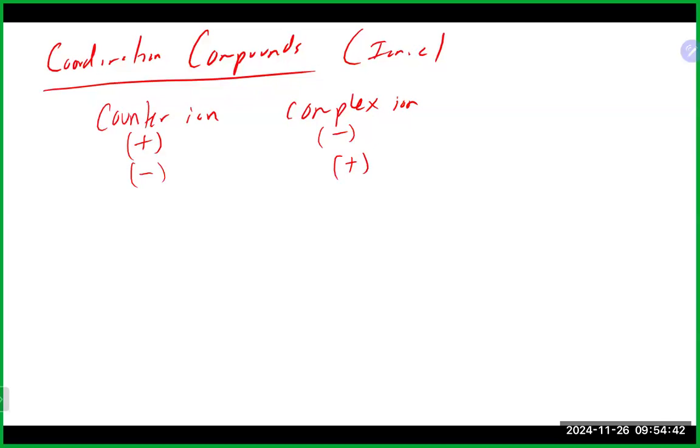We talked about naming these, and the counter ion is pretty much named just like normal. So whatever the name is, regardless of how many you have of them. If you have multiple counter ions, it doesn't really matter. You just use the name. So if you had multiple potassium ions, it would just be potassium. If you had a negative counter ion like nitrate, and you had multiple of those, it would also just be nitrate.